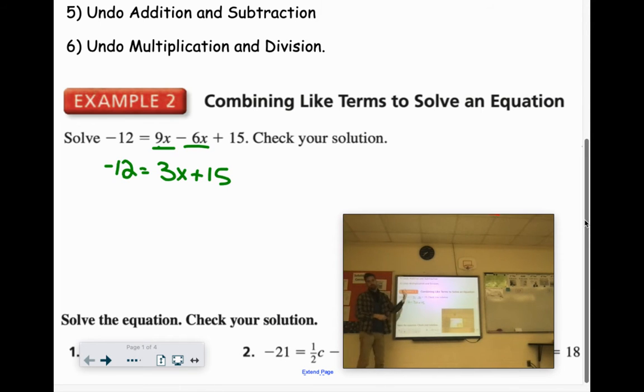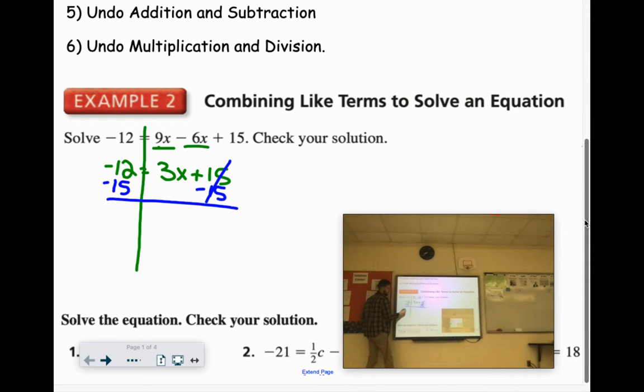Now, I've seen students who like staying organized, and they'll put a line down the equal sign, which is great. And then if you do something to one side of that, you have to do it to the other side. When you're combining on the same side, that's different. But like here, we're going to get rid of that plus 15 by subtracting 15. To keep an equation balanced, if you do it over here, you have to do it over here.